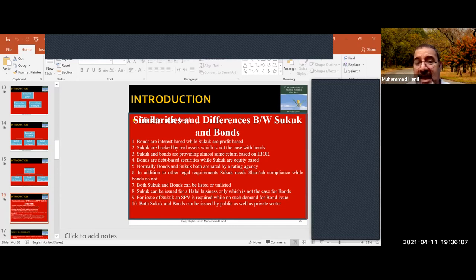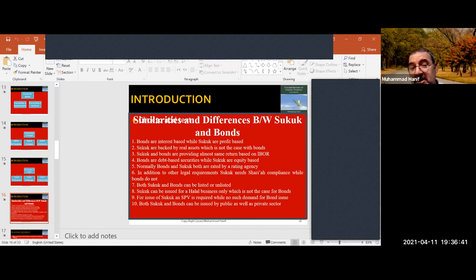For the issue of sukuk, an SPV is required. As I told you earlier, a trustee is required between the party who is selling the building and the sukuk holders, to deal on behalf of the sukuk holders. There is no such requirement for bond issues. Bonds are issued directly because it's a debt-based security. The one who is issuing the bond is telling you, give me your money for 5 or 10 years as a loan. I will give you interest at this rate, and at the time of maturity, I will give it back to you.